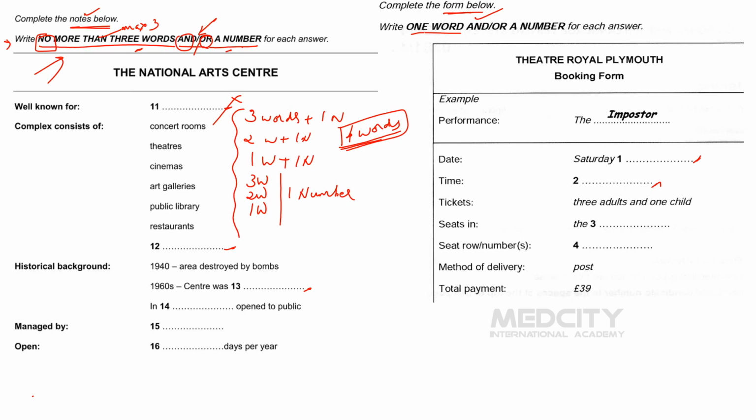Here it is given one word and a number. One word means you can only write one word, or you can either write only one word plus one number, or you can write only one word, or you can write only one number. So you have to read the instruction carefully. That is the first step, or the first strategy.